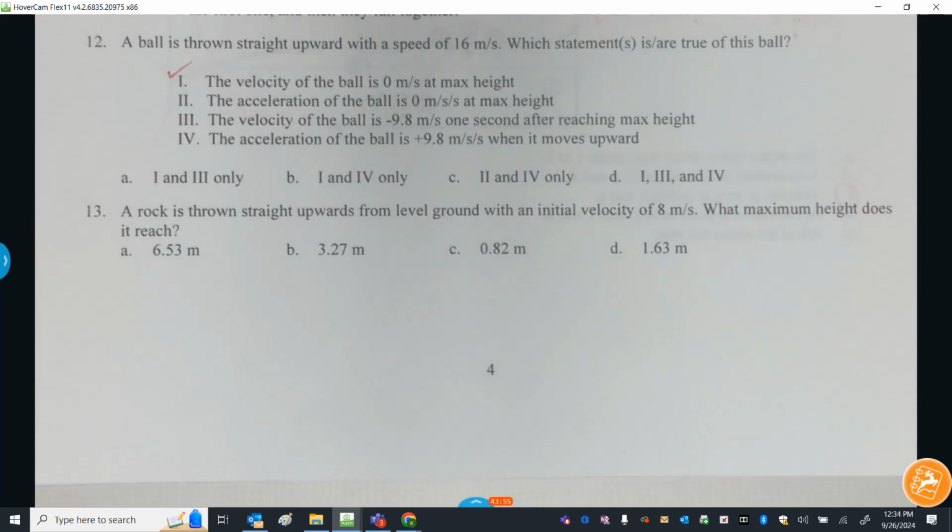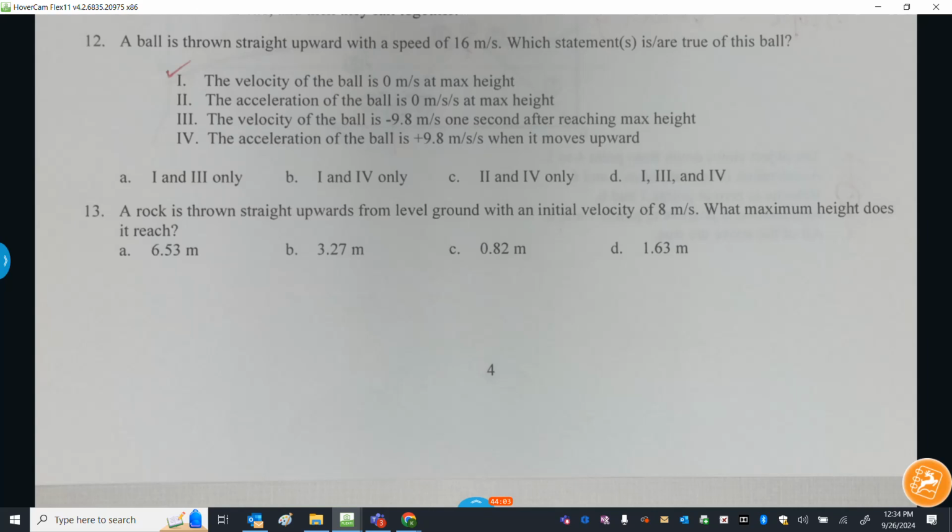Number 2 says the acceleration of the ball is 0 meters per second squared at max height. And that is not a true statement. Guys, if it wasn't accelerating at max height, it wouldn't turn around. If your acceleration was 0 at max height, then the ball would just sit there, motionless, like Wile E. Coyote does in the Roadrunner cartoons, if y'all have seen those. Because there wouldn't be a change in the velocity.